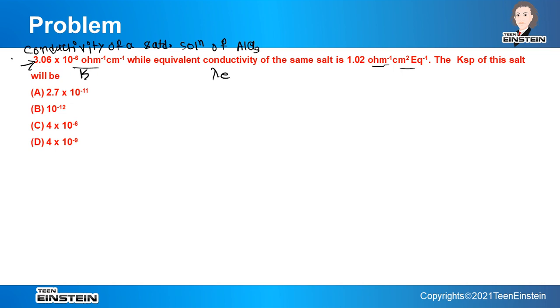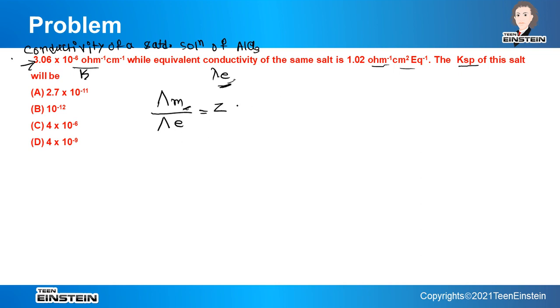So we know that lambda m divided by lambda E is equal to Z; that is the relationship between molar conductivity and equivalent conductivity, where Z is the total positive charge or negative charge. We have already seen this relation. Here equivalent conductivity is given, but we require lambda m because we have to finally calculate Ksp, and for Ksp we need solubility, and for solubility we should know the molarity, and to know molarity we have to know lambda m. Lambda E is given, so that is why we are taking the help of this equation.